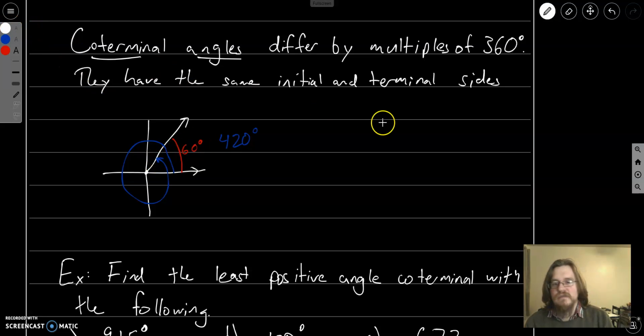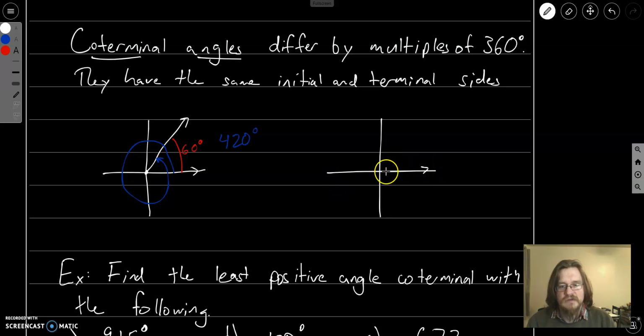We can do the same thing, but even going in the other direction as well. So we can have our same 60 degree angle. I'll put that in red. But perhaps I'm talking about a negative angle. So remember that positive angles are going to go counterclockwise. Negative angles will go clockwise.